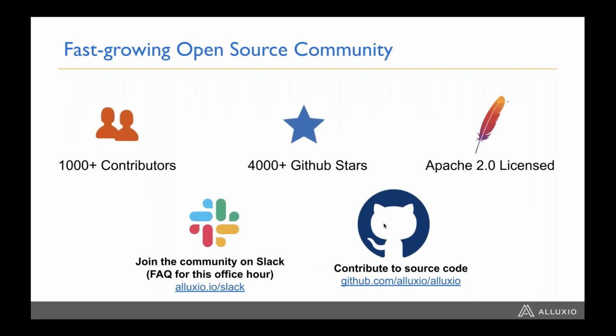It's an open source project. We have more than 1,000 different contributors all over the world on GitHub. We have more than 4,000 GitHub stars. The license is Apache 2. This is the most permissive license, and it's very common in the big data space.